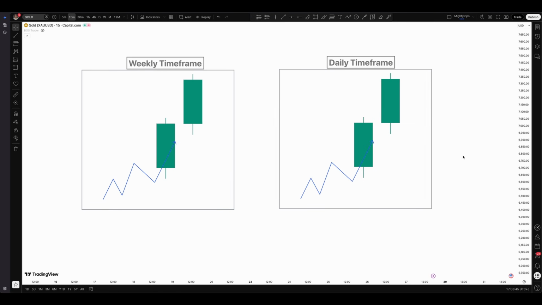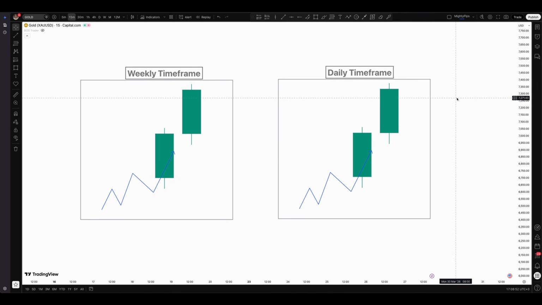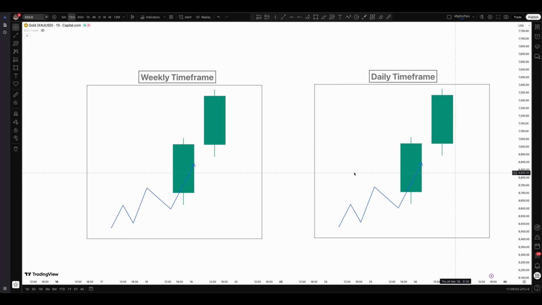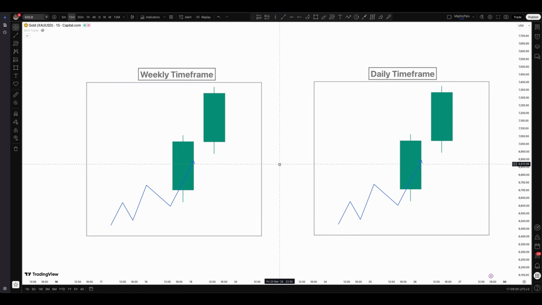Now last time I showed you how to find bias on just that one specific time frame, that is to say the daily time frame or the 4-hour or whichever time frame you are on, right? But right now I want to show you how you can refine that approach to find the bias more accurately. So how do you go about this?